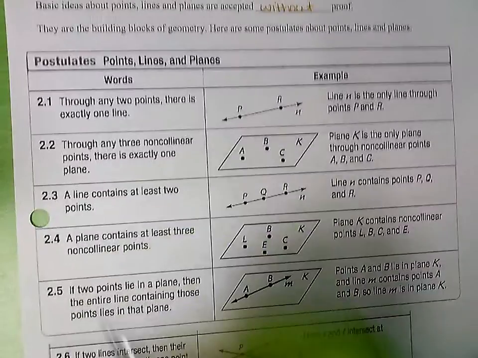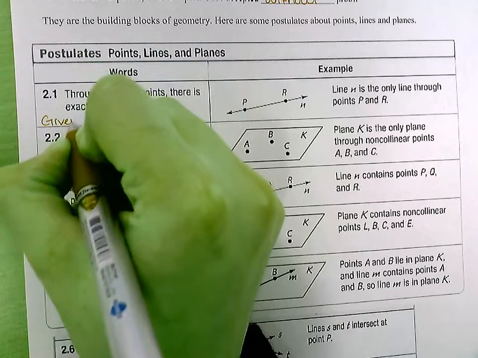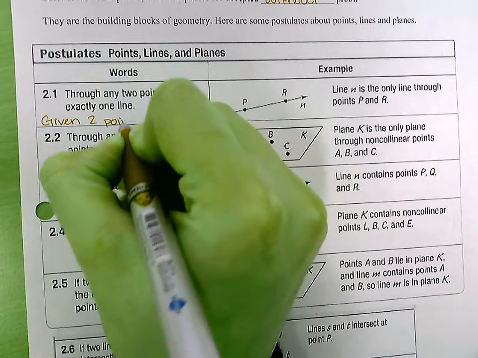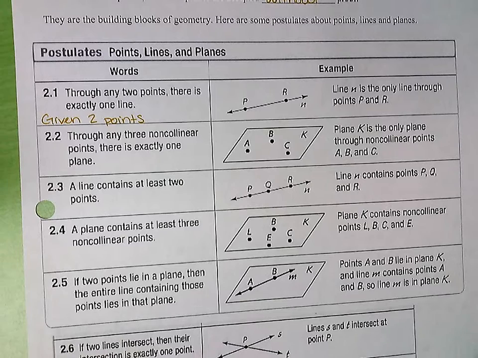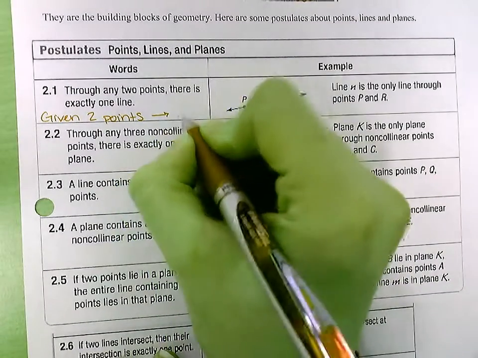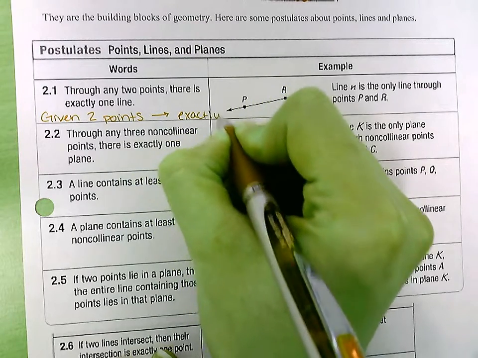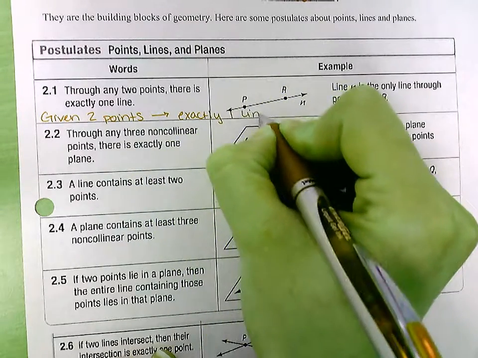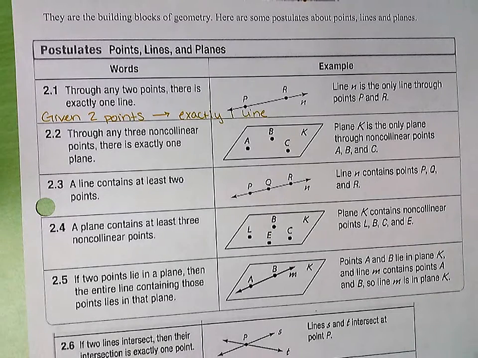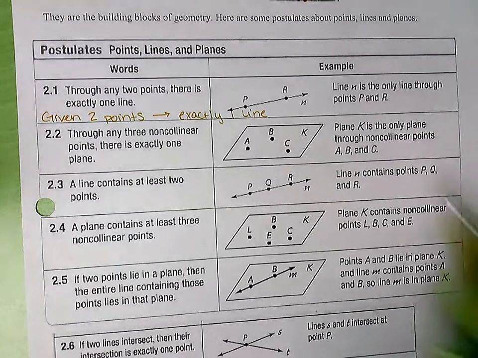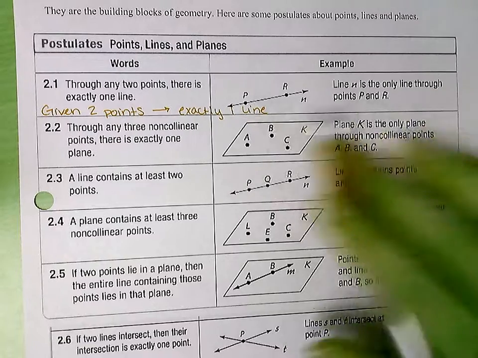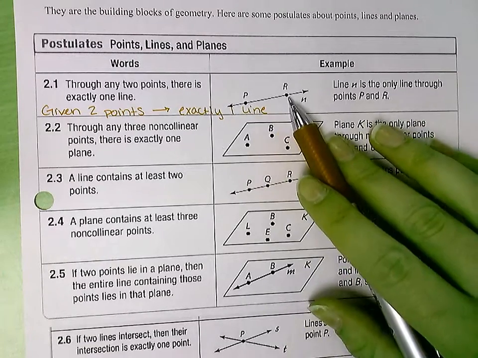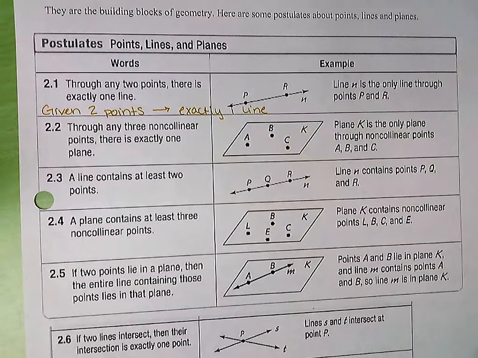So if you're given 2 points, there will be exactly one line. You get exactly one line if you're given those 2 points. So line N is the only line through points P and R. P and R are your 2 points. Line N is that line drawn through them.